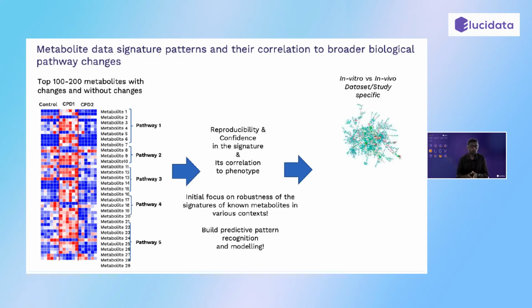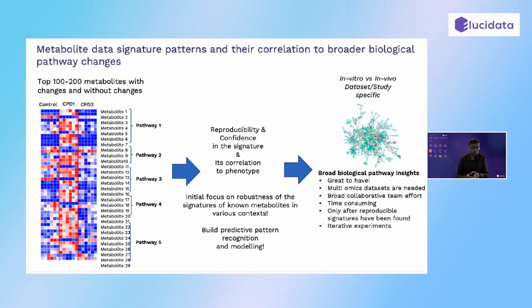Only then do we want to move into the biological insights, right? Biological insights with respect to pathway changes is a very complex problem to solve, and it requires a lot of time. It's also experiment dependent, whether we are investigating in vitro or in vivo, where the changes might be happening globally and might not reflect a particular tissue or a specific region of change, right? Having this biological insight is definitely beneficial. It's great to have, but metabolomics alone cannot define this.